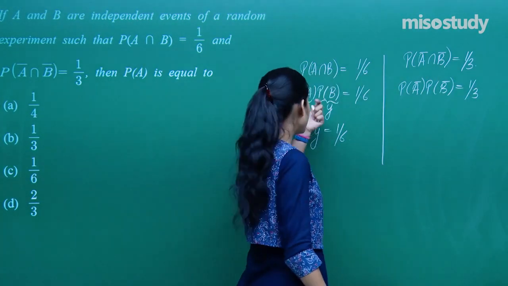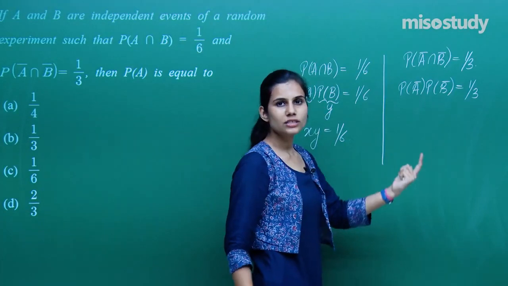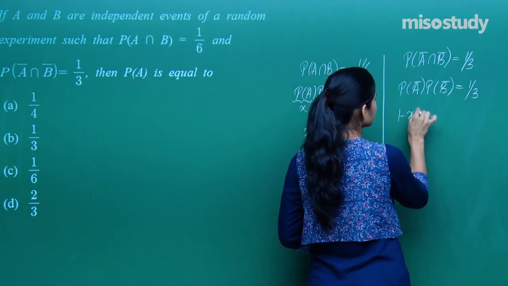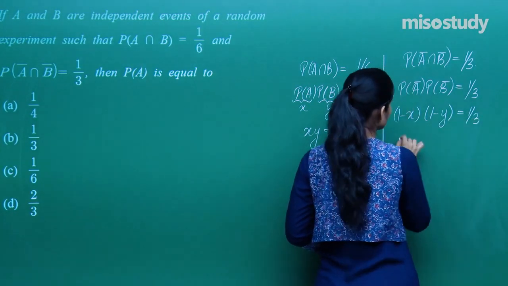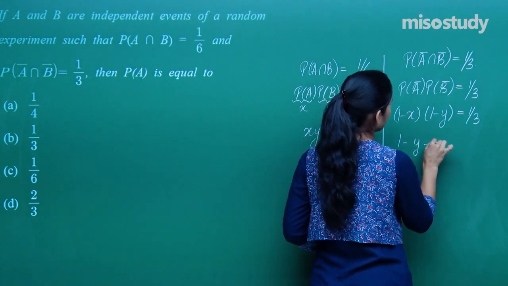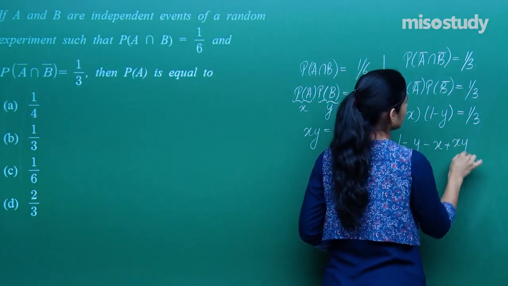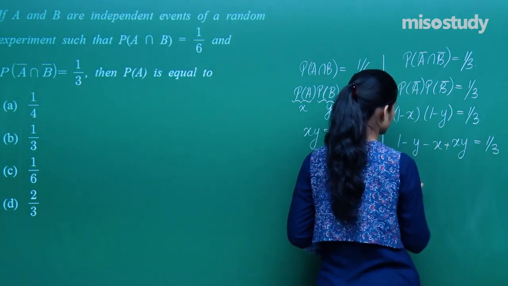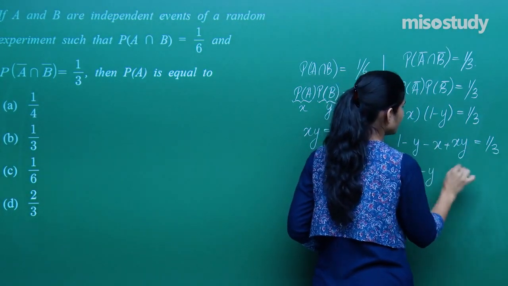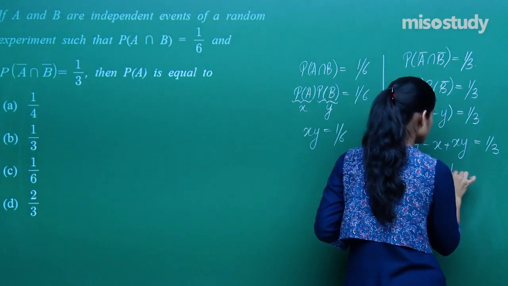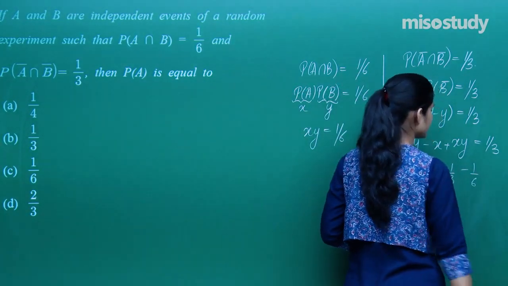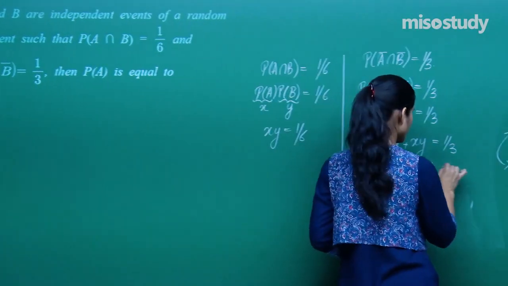Now, if probability of A is X, then probability of not happening of A is 1 minus X. Similarly, this is 1 minus Y. So, you get 1 minus Y minus X plus XY is 1 by 3. So, 1 minus X minus Y plus 1 by 6 is 1 by 3. So, this becomes 1 by 3 minus 1 by 6, which is 1 by 6.